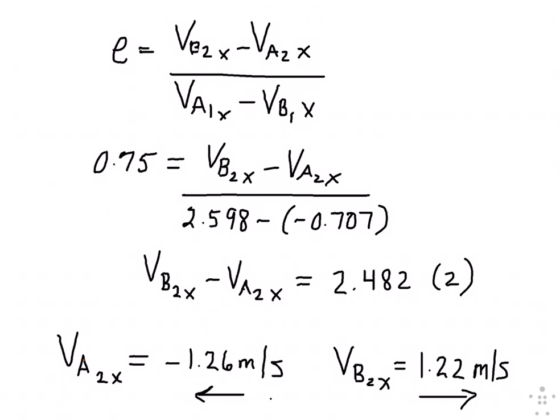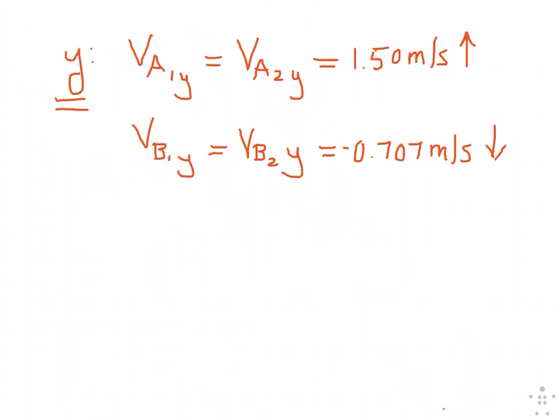The momentum will be conserved because there are no impulsive forces acting along the y. So we don't treat them as a system, we treat them as individual disks. If we apply the conservation of momentum, the masses cancel out, and we just say that our initial velocity in the y direction must equal the final velocity in the y direction. So VA1y equals VA2y, which is 1.5 meters per second, and it's positive, so it's going upwards. And VB1y equals VB2y, and that's negative, so it's going in the downward direction. So that completes this example.